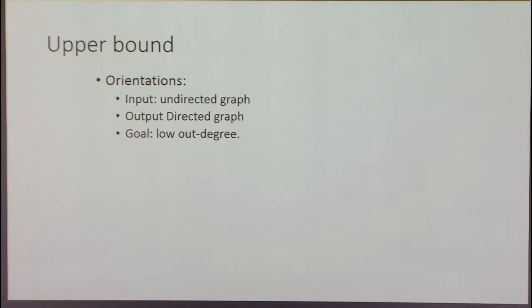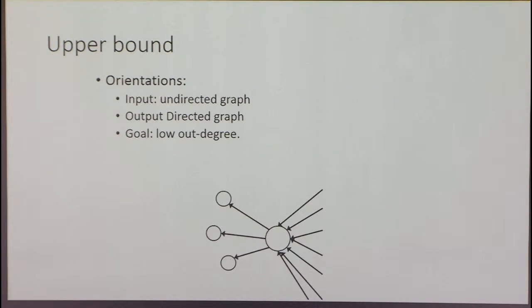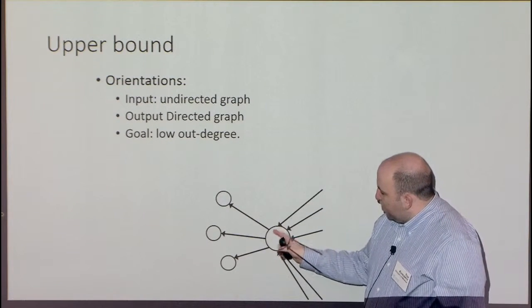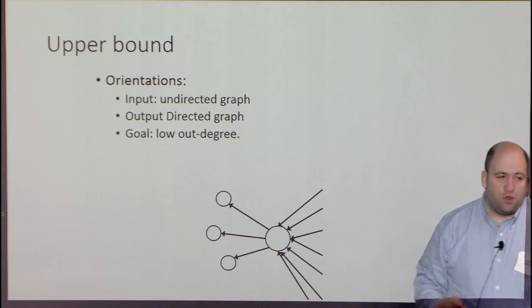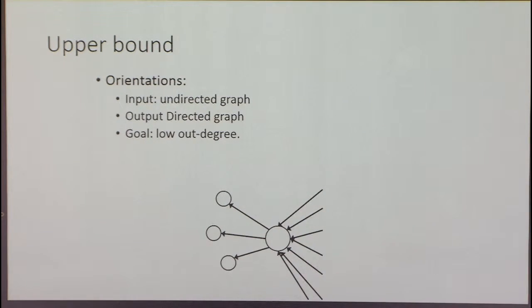So now we're going to talk a little bit about an upper bound, and the upper bound uses orientations. The orientation problem is: we're given an undirected graph as input, and we want to output a directed graph by orienting the edges. The goal is to have a low out degree. For example, the out degree of this vertex over here is going to be 3. The in degree might be very large, but the goal is to have a really small out degree. The maximum out degree should be as small as possible.